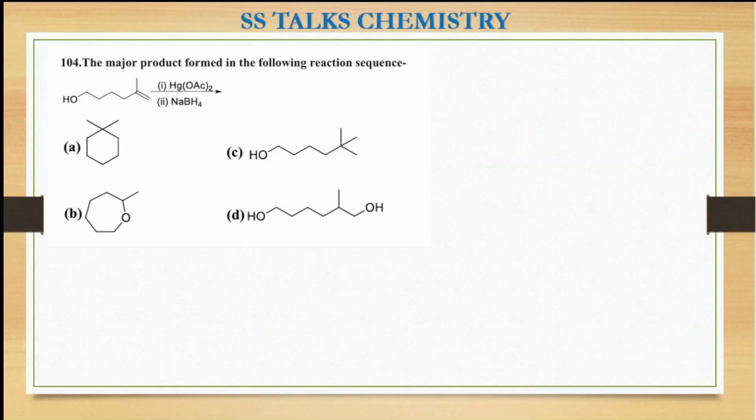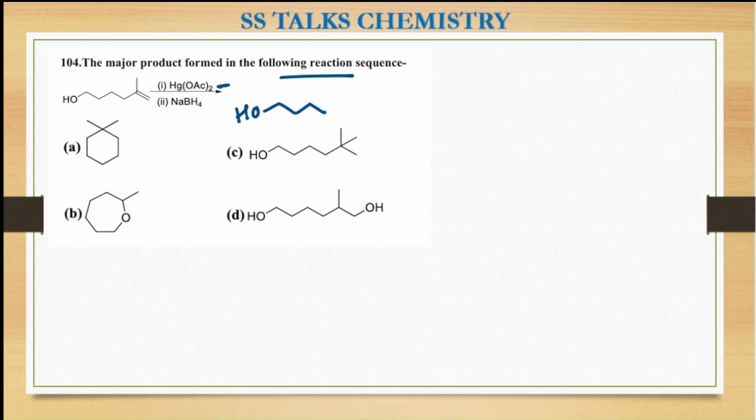So now let us discuss the next question, that is this one. We have to predict the major product in the following reaction sequence. The species is given to us. Again the alkene is given and it is treated with the mercury species. So again a mercurinium ion is being formed. This species will be formed after the attack.